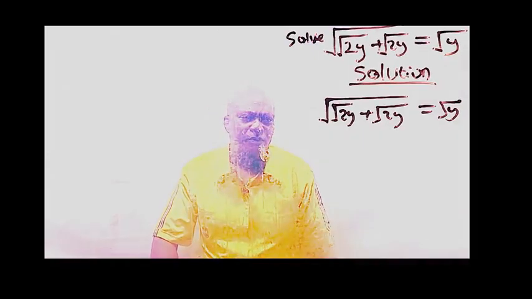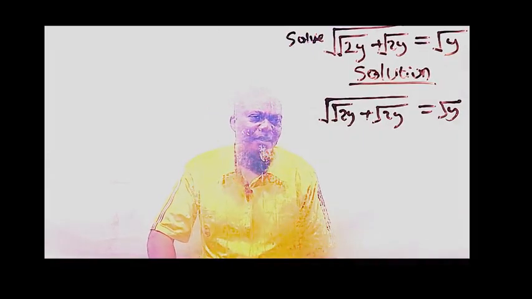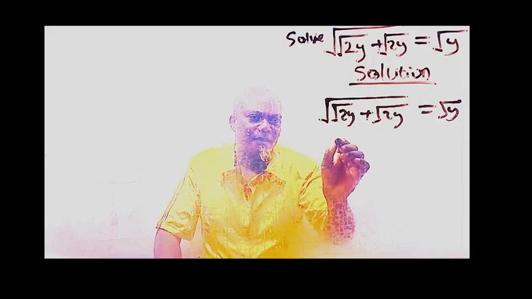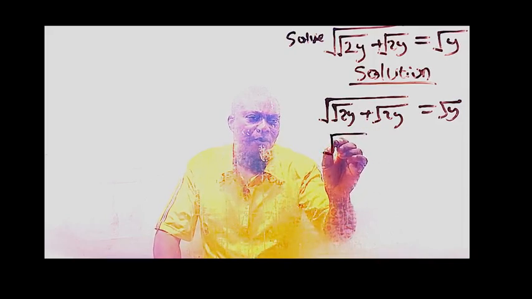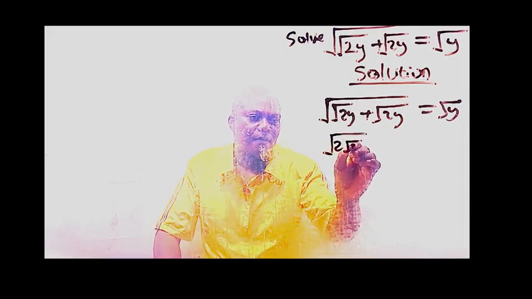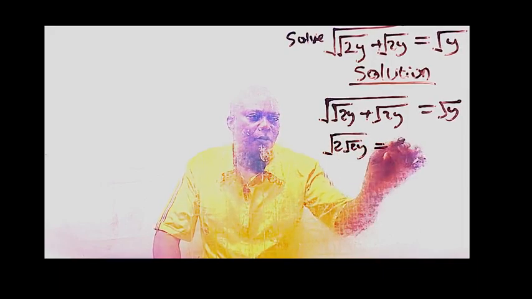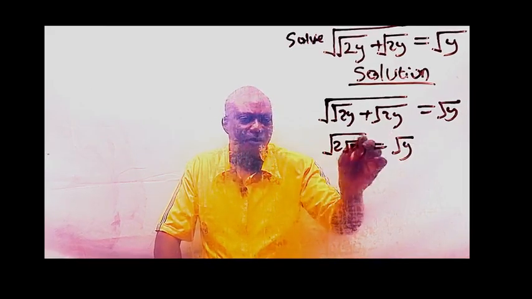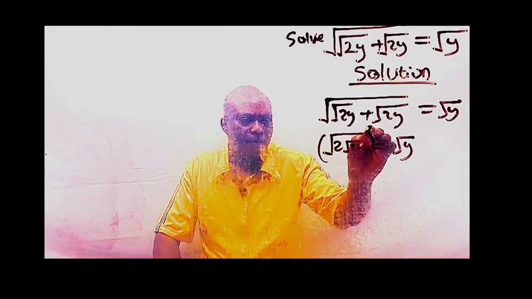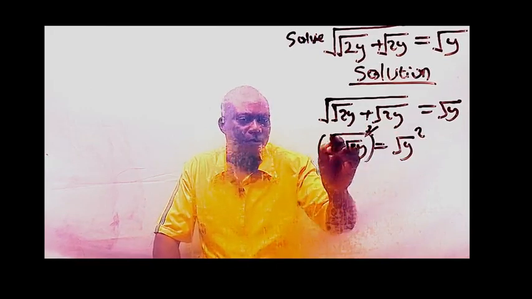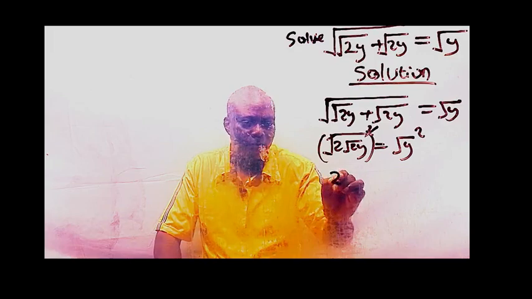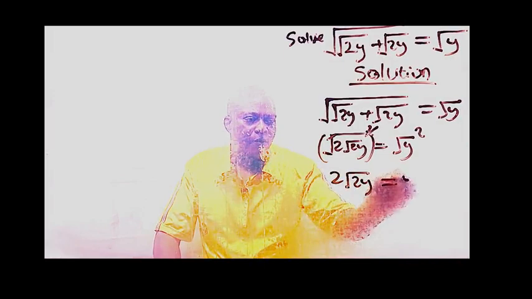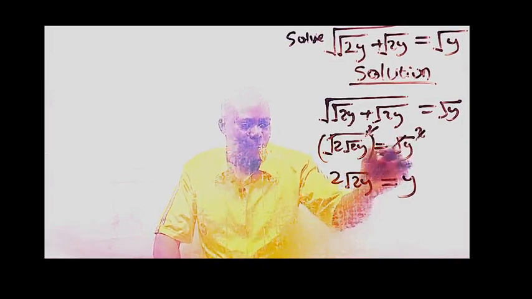To do it, first we observe that you can add this and this, so it will reduce to 2√(2y) = √y. Now to do away with the first root, we square both sides. So these two will reduce with this one. So you have 2√(2y) = y, because this cancels this one.